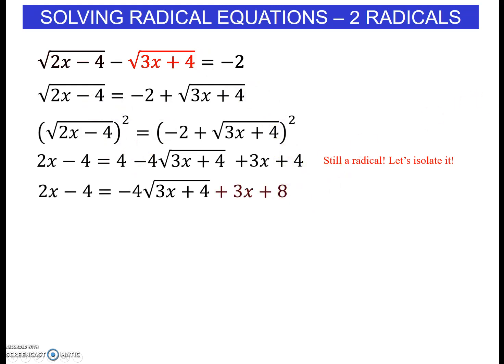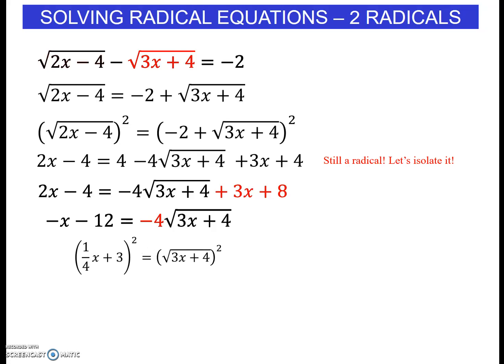I'm going to then move this 3x plus 8 over to the left-hand side. When I subtract 3x and subtract 8, I get negative x minus 12. I still have this negative 4, though, so I have to take care of it. Since it's negative 4 times the square root of 3x plus 4, I'm going to divide. What I end up with is 1/4 x plus 3. So I got to get that square root out, so I'm going to square both sides.